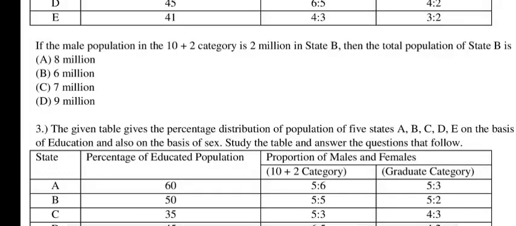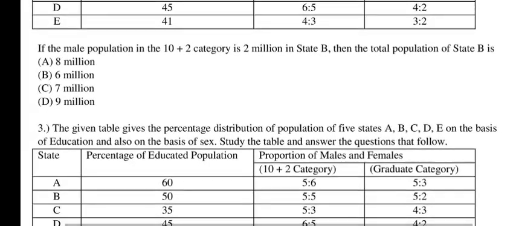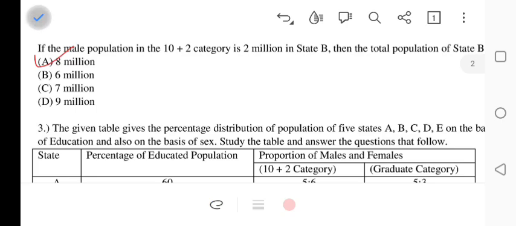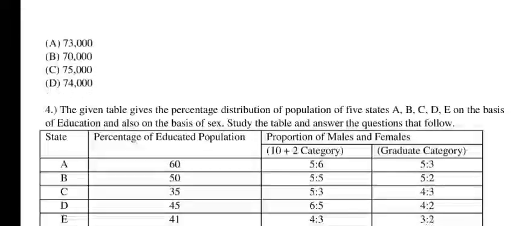Likewise, second question says, if the male population in the 10 plus 2 category is 2 million in state B, then the total population of state B is what? 8 million, 6 million, 7 million, 9 million. It will be 8 million. This is what I have got from my research.